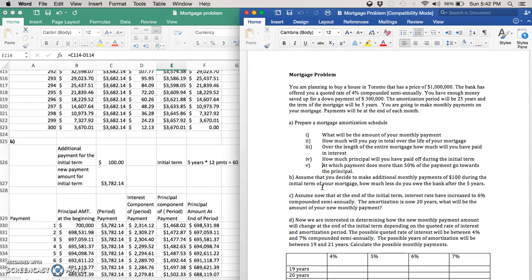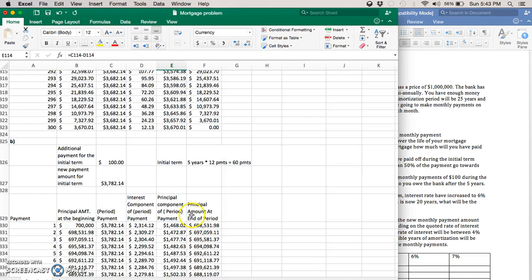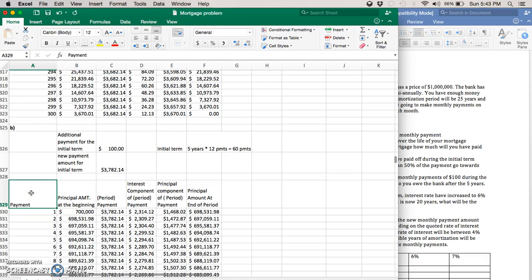Okay, so now to do part B of the mortgage problem. Assume now that you have decided to make additional monthly payments of $100 during the initial term of your mortgage. How much less do you owe the bank after 5 years? So you can just copy down the amortization schedule that you just made prior. That's what I did, and I find it to be the easiest way to do this kind of a problem.